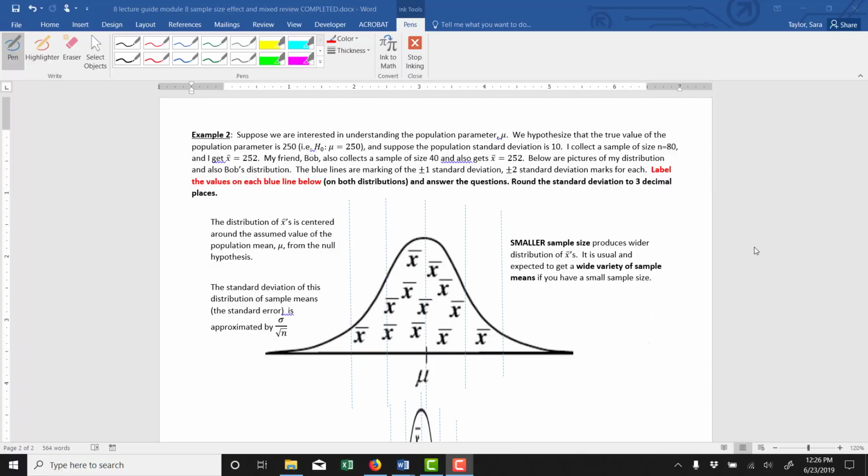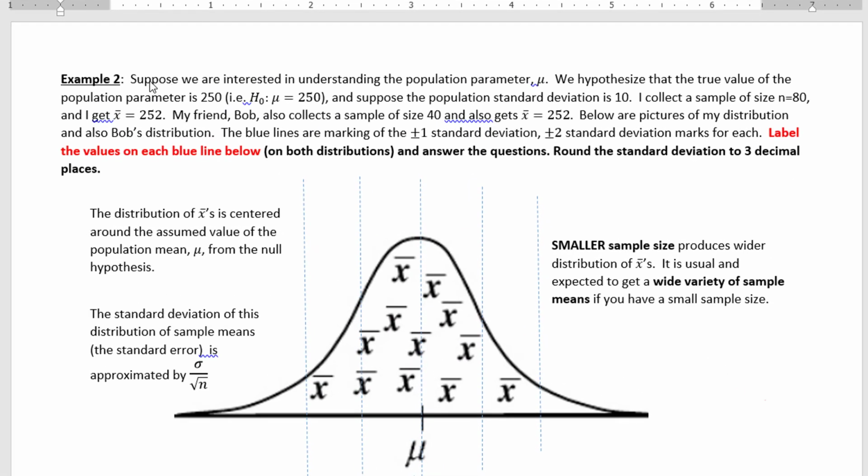Module 8, Example 2. Again, we're going to explore the effect of sample size on the distribution of sample statistics. It reads as follows. Suppose we're interested in understanding the population parameter mu. We hypothesize that the true value of the population parameter is 250. So our null hypothesis is mu equals 250. And suppose the population standard deviation is given to us to be 10.